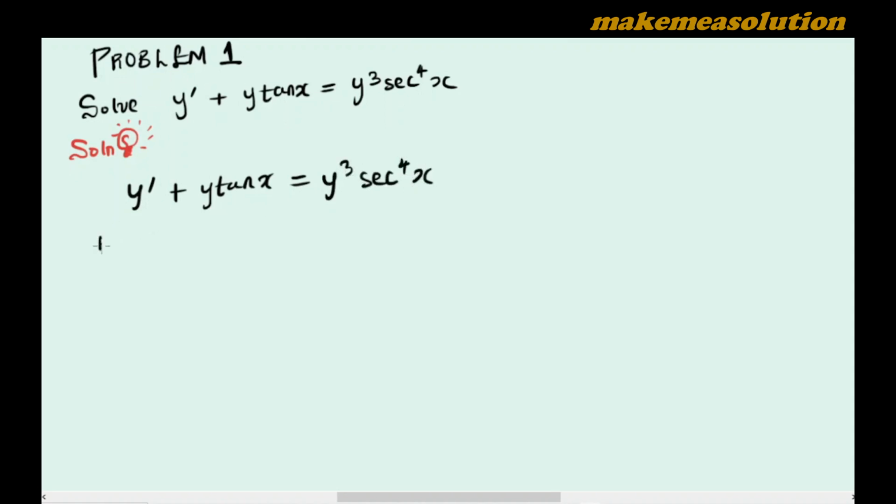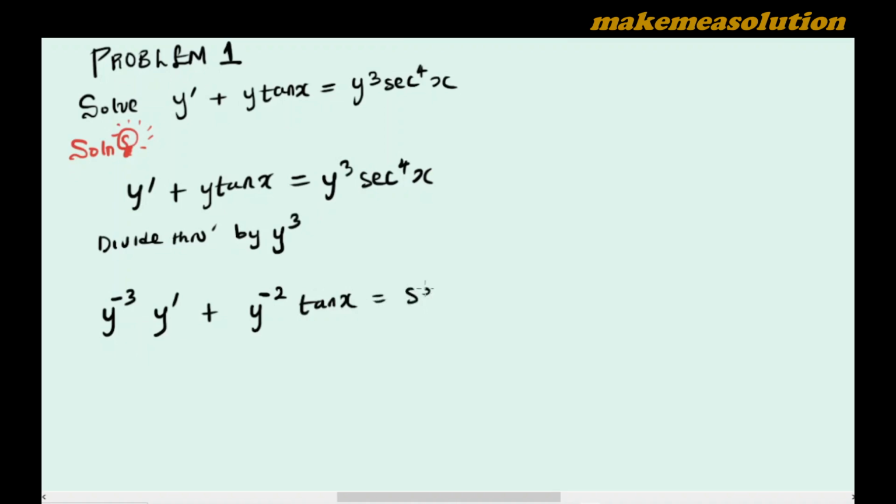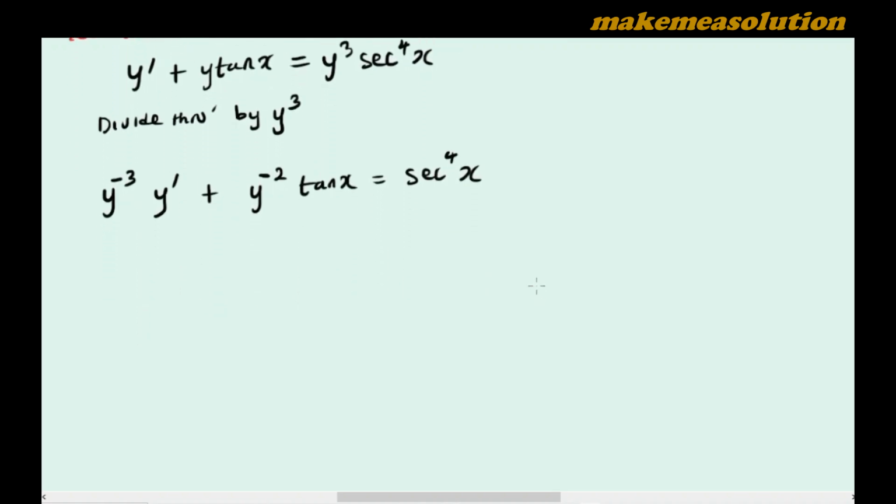You're going to divide through by y cube. Dividing through by y cube, you're going to have y to the minus 3 y prime, and plus, of course, when you divide y by y cube, you're going to have y to the power of minus 2 tan x is equal to sec to the power of 4x. Is that okay? So this is what we have. So what do you do next?